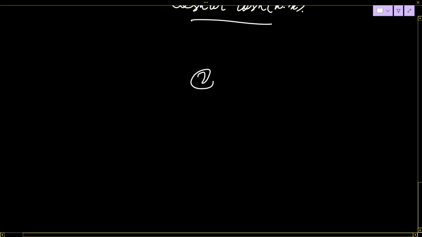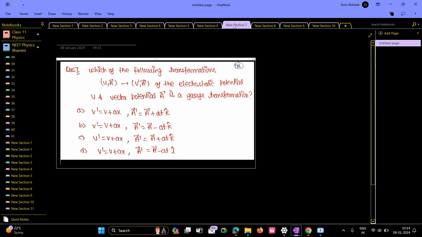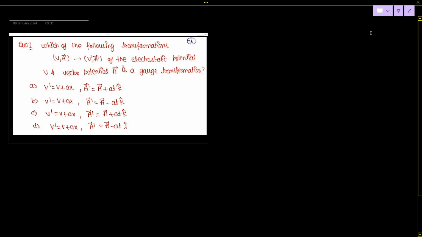Okay, next question. Next question. Question number 7. Read the question. Which of the following transformations V, A to V dash, A dash of the electric potential V and vector potential A is a gauge transformation? Try to find it.